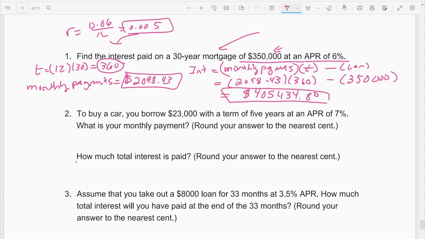$350,000 is big. And so if you only pay the minimum monthly payments for 30 years, you're going to pay more than double what you actually borrowed. You're going to pay, this is the extra, that much more, $405,434.80 extra to the $350,000 you borrowed.